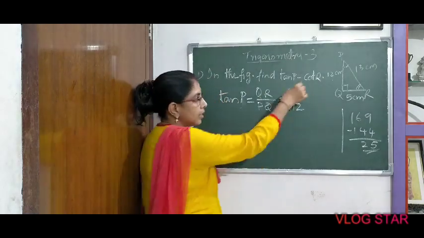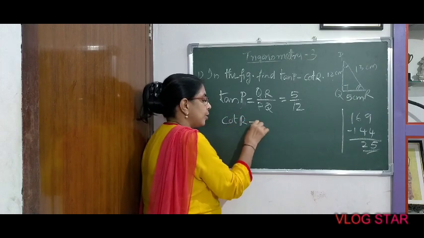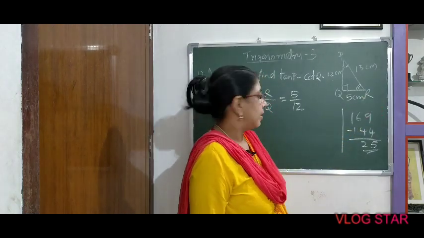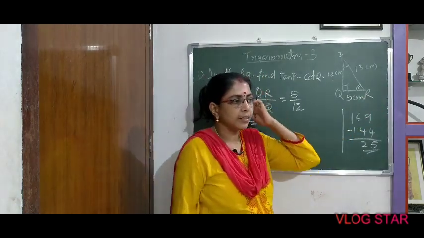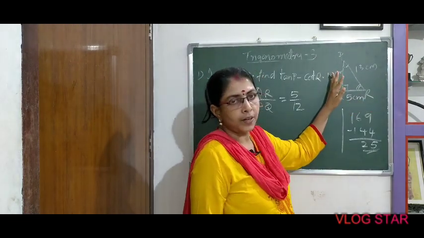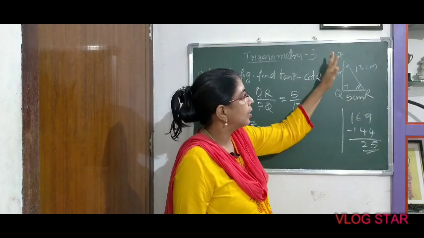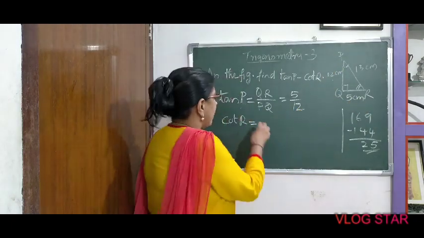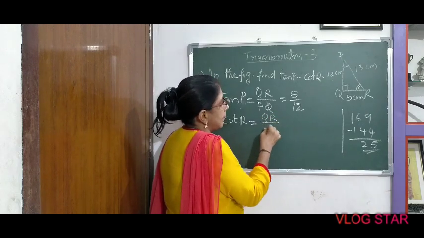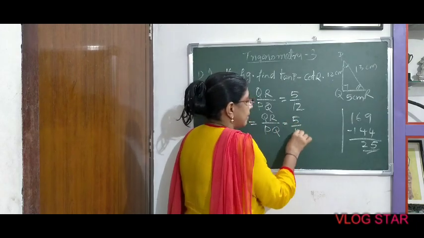Next we have to find out cot R. According to this angle, that is R, cot R is equal to, we know that cot of an angle is equal to adjacent side of that angle upon opposite side of that angle. Here the adjacent side of angle R is QR and the opposite side is PQ. Therefore cot of angle R is equal to QR upon PQ, equal to 5 upon 12.